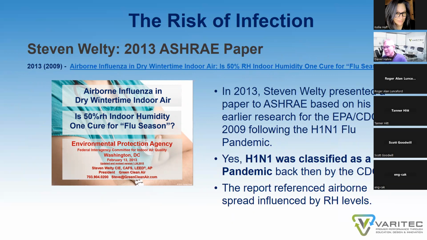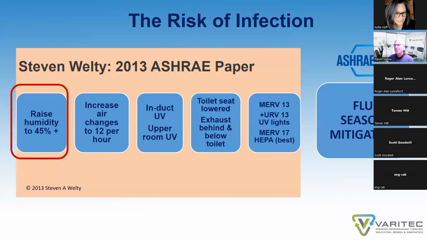These studies go back to 1985, and there are a number of them that demonstrate relative humidity impacts the risk of infection. So the Stephen Welty paper advocates for humidity. Now be aware, because you control your humidity to a level between 40 to 60% RH, you're doing all you need to do to reduce the risk of infection.